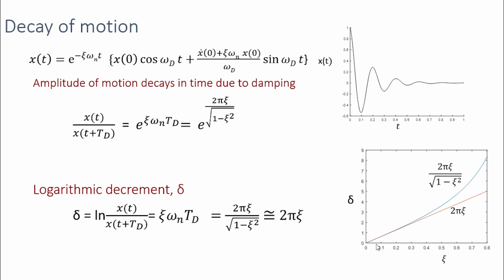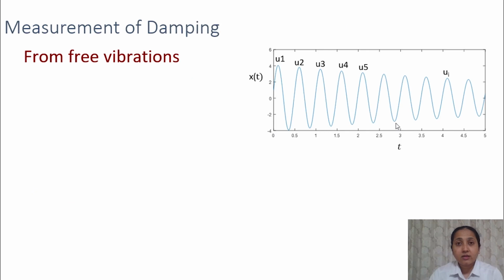So this plot shows the variation of logarithmic decrement with respect to zeta, the damping ratio. As you can see, this blue line shows the exact value of logarithmic decrement, which is 2 pi zeta divided by square root of 1 minus zeta square. And this straight line is the approximate value of the logarithmic decrement, which is 2 pi zeta. As we can see here, for lower values of zeta, these are equal. So say, if zeta is less than 0.2, we can calculate logarithmic decrement using this approximate value itself, because the approximate and the exact values are the same for lower values of zeta.